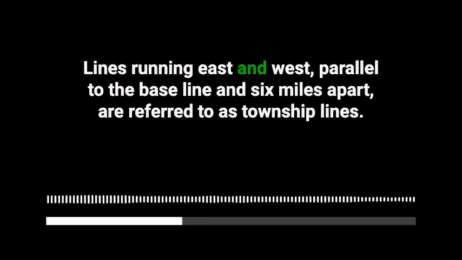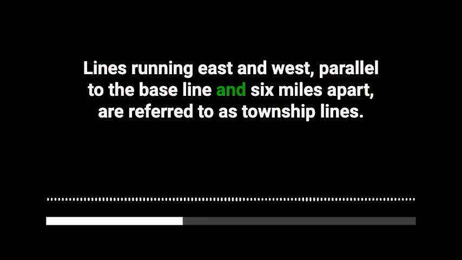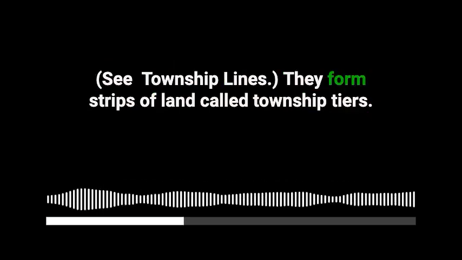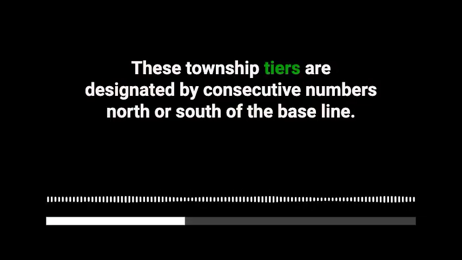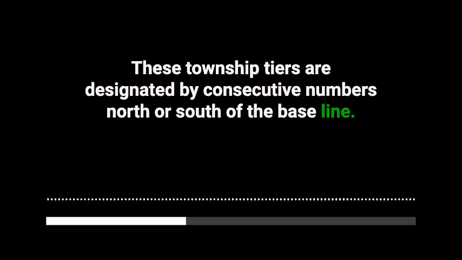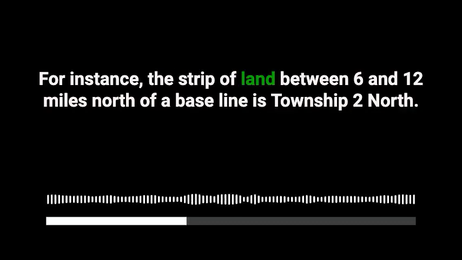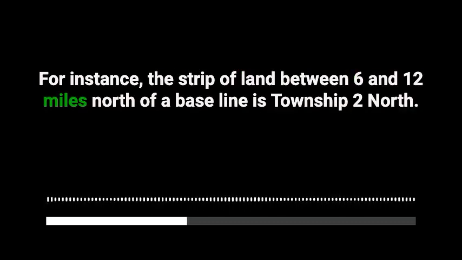Township tiers. Lines running east and west, parallel to the baseline and 6 miles apart, are referred to as township lines. They form strips of land called township tiers. These township tiers are designated by consecutive numbers north or south of the baseline. For instance, the strip of land between 6 and 12 miles north of a baseline is Township 2 North.